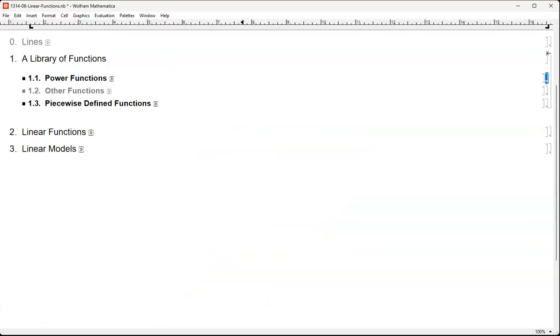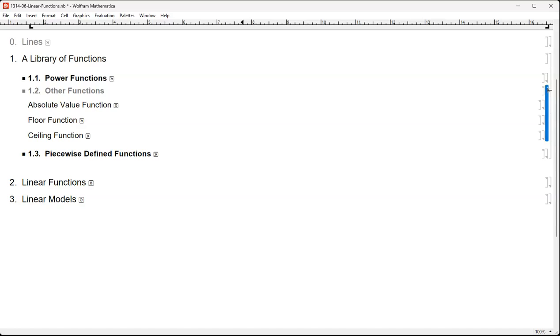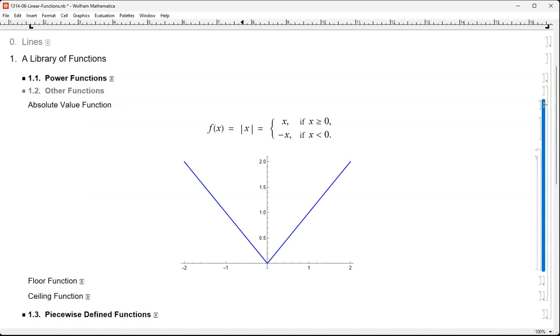Okay, so much for the general case. Not very important by itself. Next, 1.2, some other functions. Okay, none of them is very important, but let's spend a bit of time on the absolute value function.